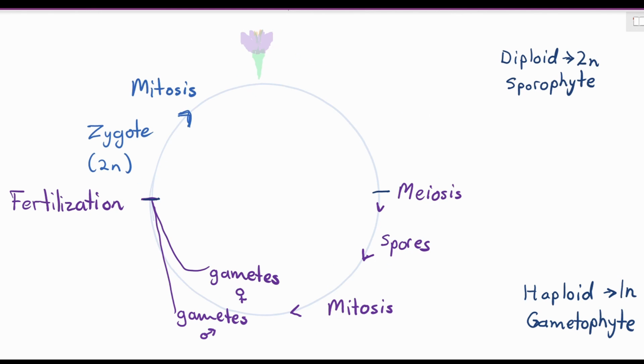Alright, so that was the general life cycle of a plant, including an explanation of the alternation of generations.